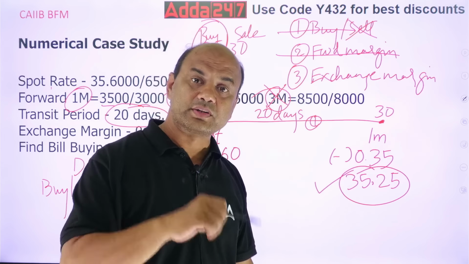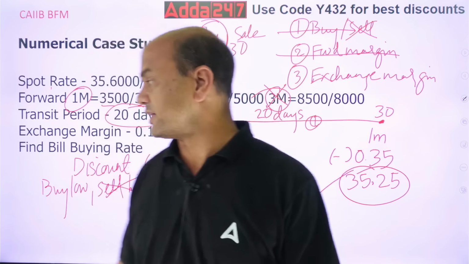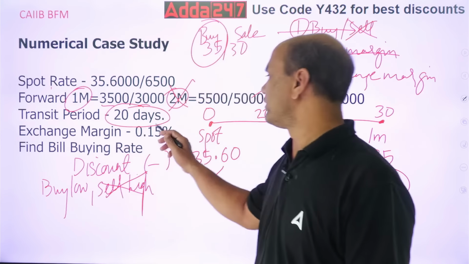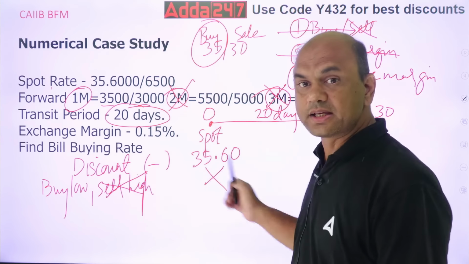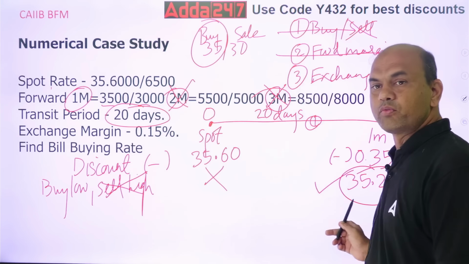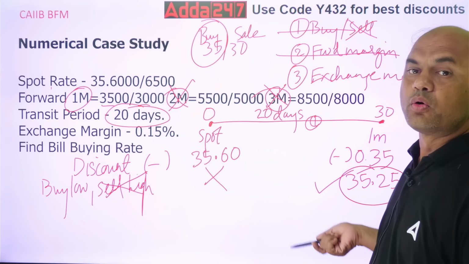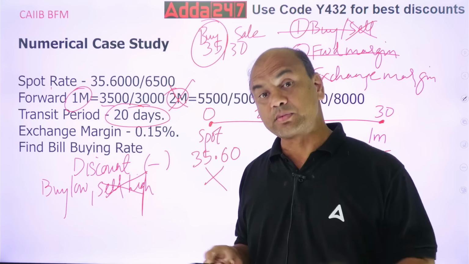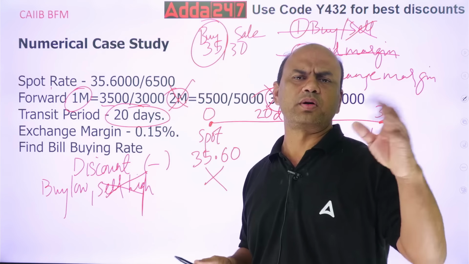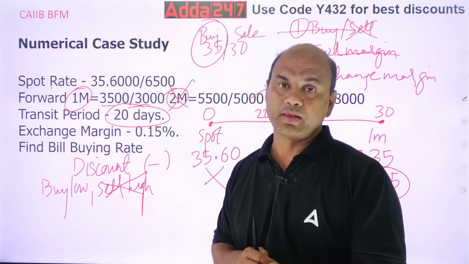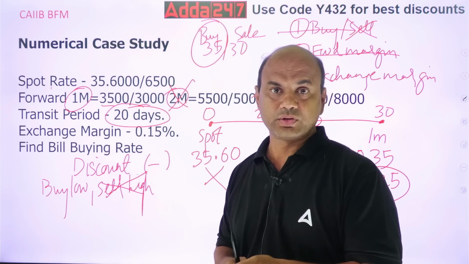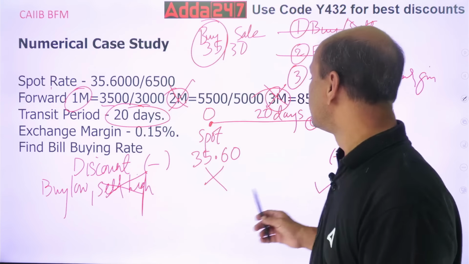Now focus on the exchange margin. What is the exchange margin? 0.15%. This exchange margin you will always have to calculate on the last rate, whatever you have got. Only if the problem says to calculate it on spot rate, then calculate it on spot rate. Otherwise don't. Okay? So, solve this now.